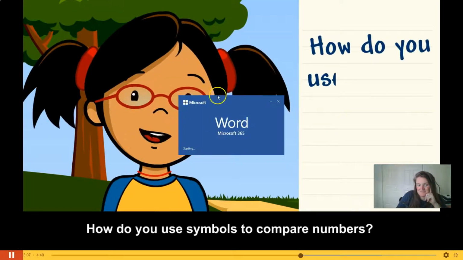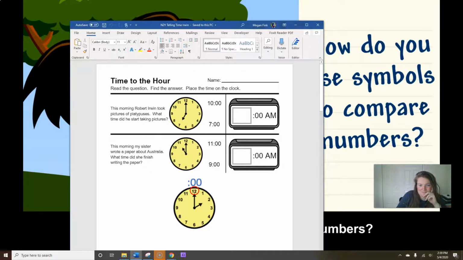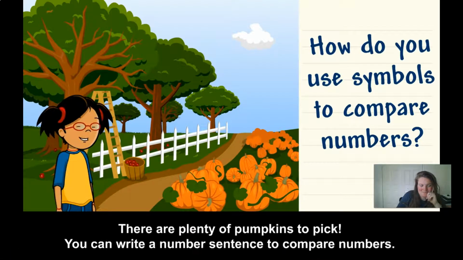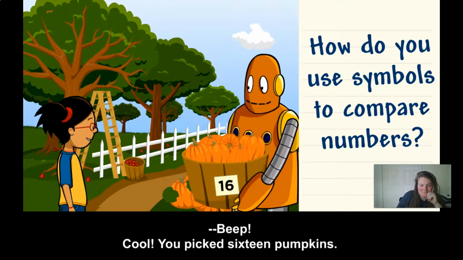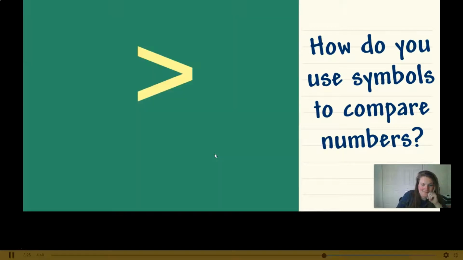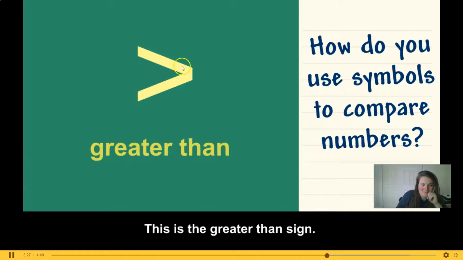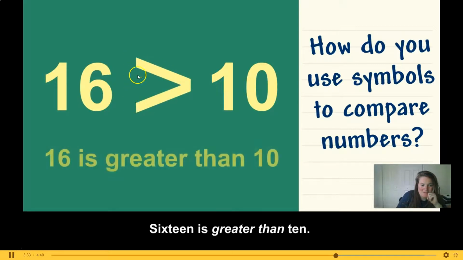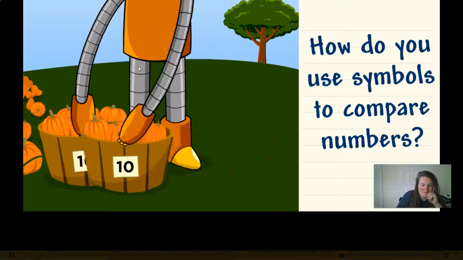How do you use symbols to compare numbers? There are plenty of pumpkins to pick. You can write a number sentence to compare numbers. Cool, you picked 16 pumpkins. Do you see that's more pumpkins than Grandpop? This is the greater than sign. In a number sentence, the wider part faces the bigger number. Here's the wider part. 16 is greater than 10.